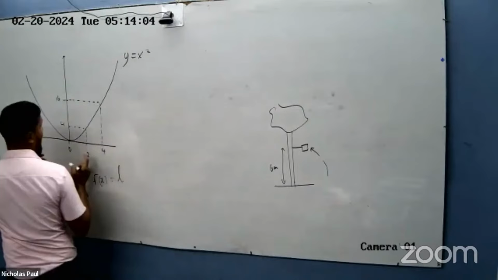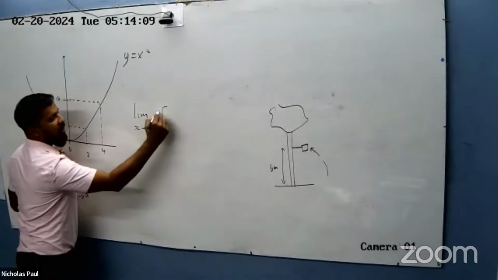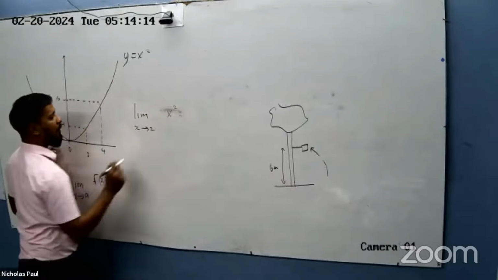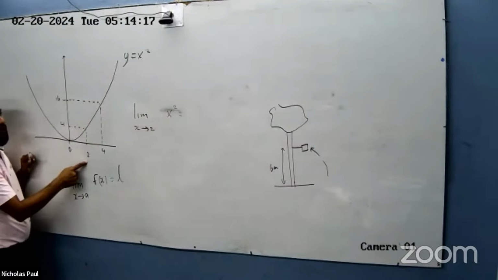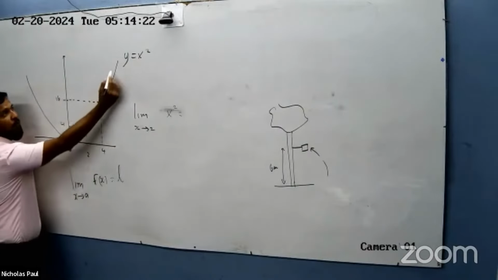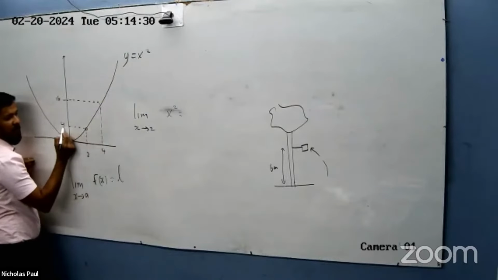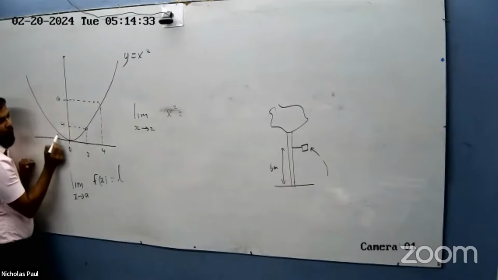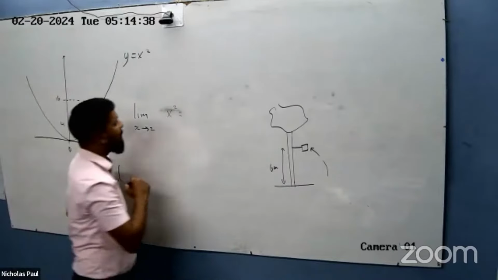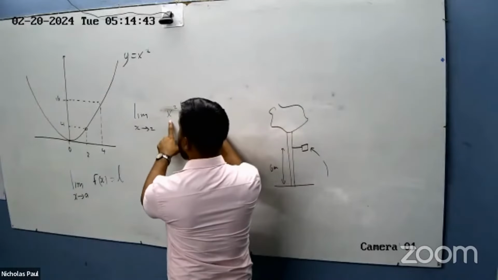So for example, a nice simple example here: the limit as x approaches 2 of this function, x squared. So let's approach 2. If we approach this point from this way, the y value is how much? 4. If we approach 2 from this way, the y value is also 4. So what that means is as we approach 2, regardless of the side, we get a value of 4.